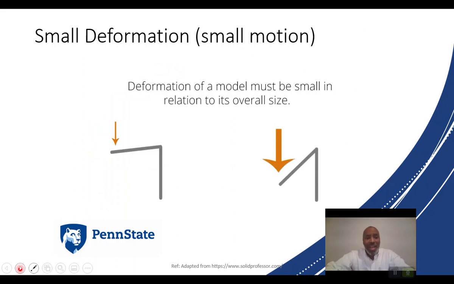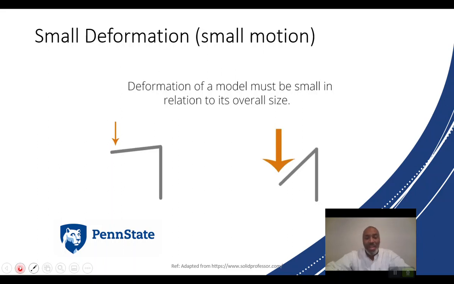Another caveat that has to hold is we have to deal with small deformations. Another way to put this is small motions. On the left, we see a bit of an angle bracket. There's some orange force applied to it, and it takes it from what normally would have been a right angle into something that's a little more deformed.